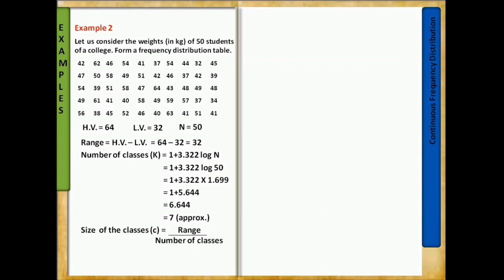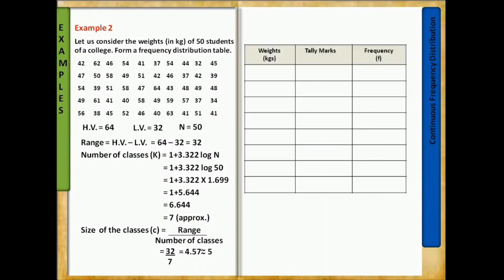Similarly, we need to calculate the class width. Size of the class, nothing but class width, is range divided by number of classes. That is 32 by 7, which is 4.57, nearly equal to 5. Here we are following the exclusive method for frequency distribution. As per our calculation, class width is 5 and number of classes is 7. We need to frame a set of class intervals.